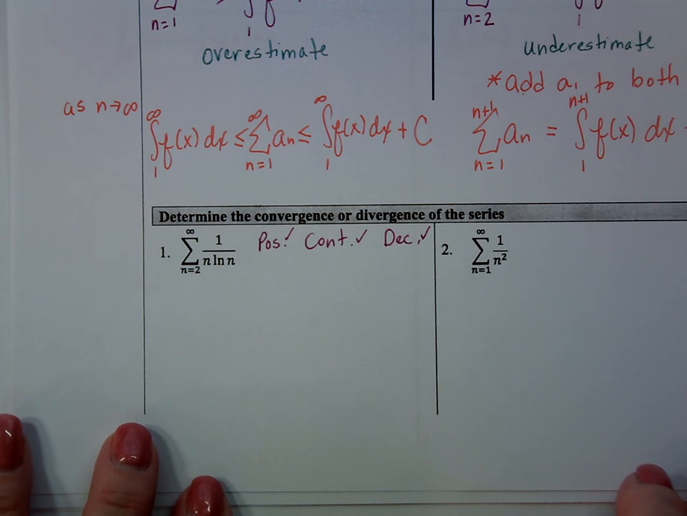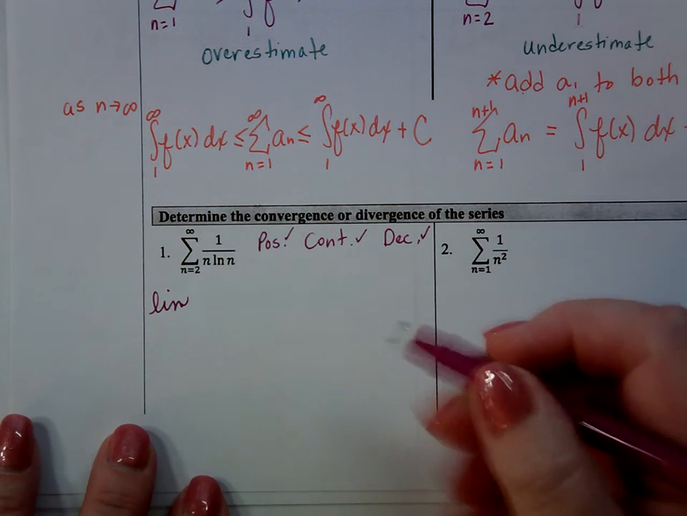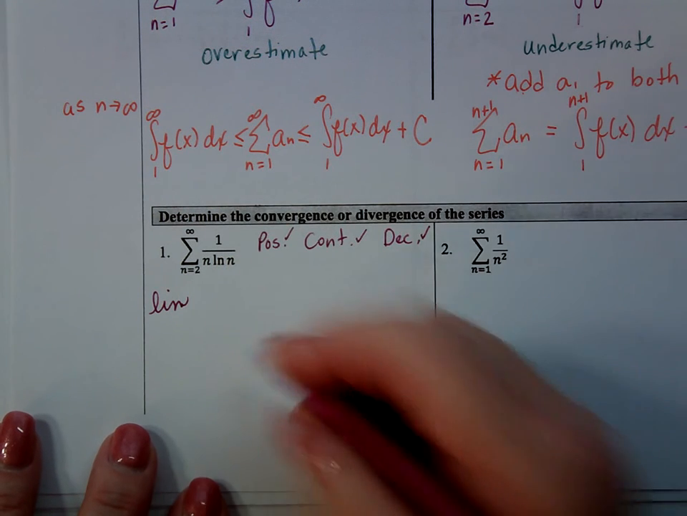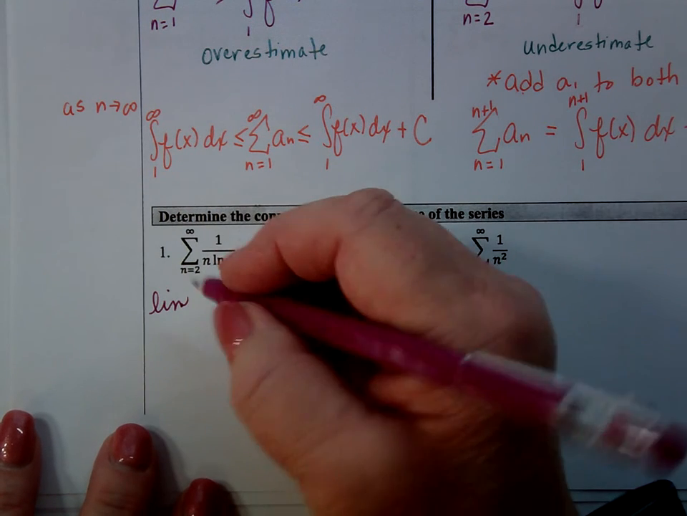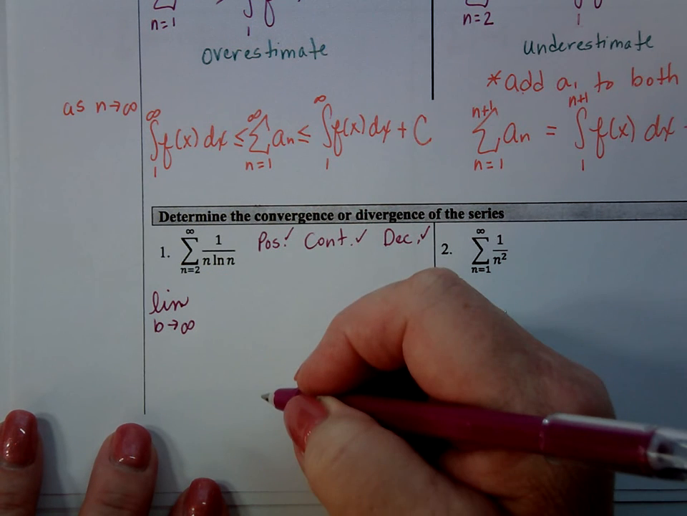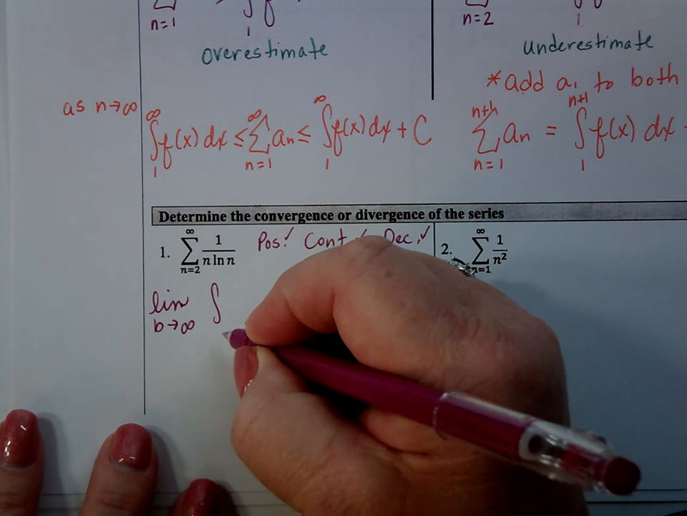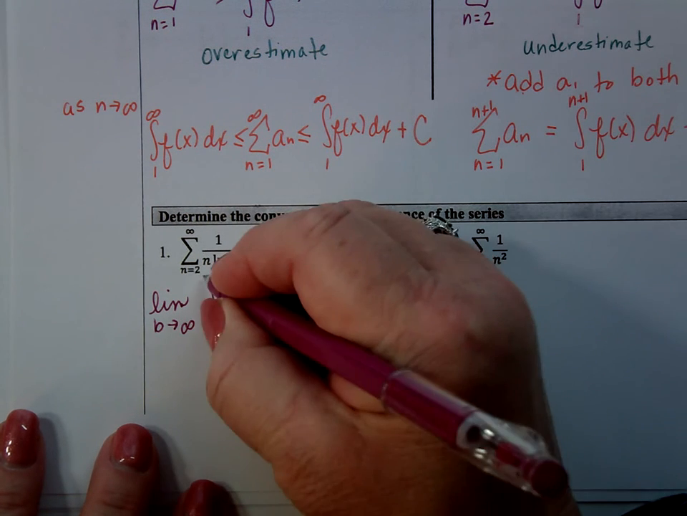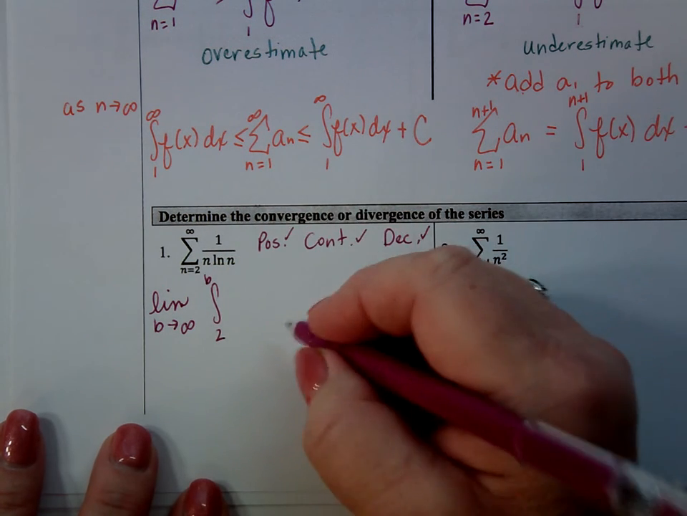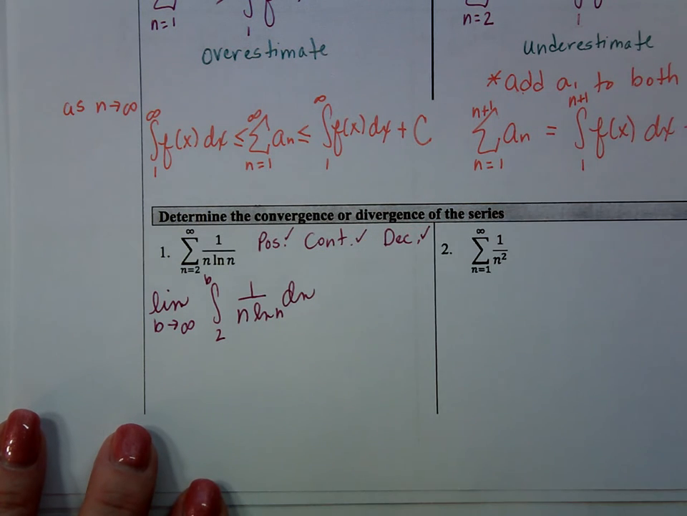So here's what I've got to do. I'm going to take the limit. This one's now a limit. I wonder if they should have said that up in the box, but they didn't. But anyway, I'll show you how it works: the limit as b approaches infinity of the integral from 2 to b, it started at 2, so 2 to infinity, of 1 over n ln of n, dn. So that's how you're going to find these. You're going to set up this limit for the integral.